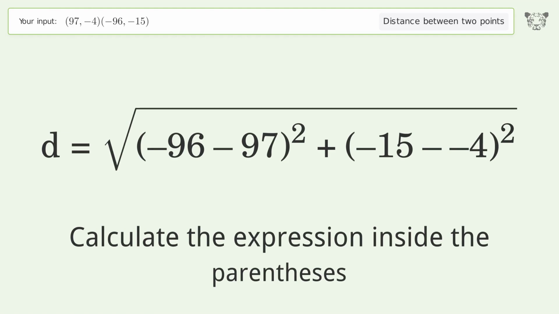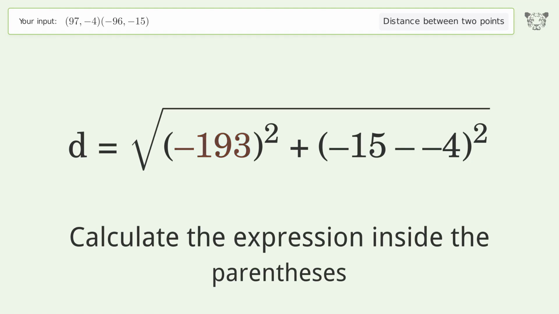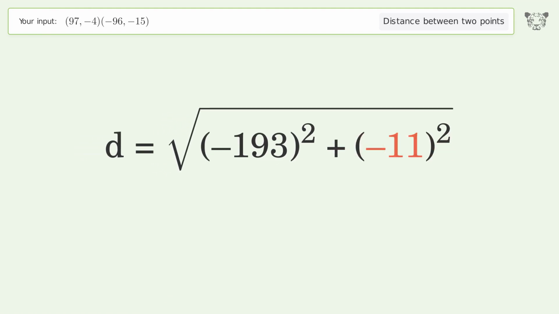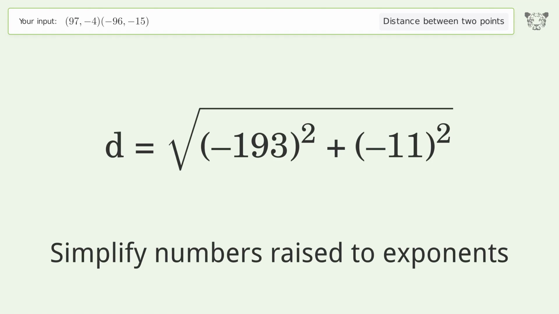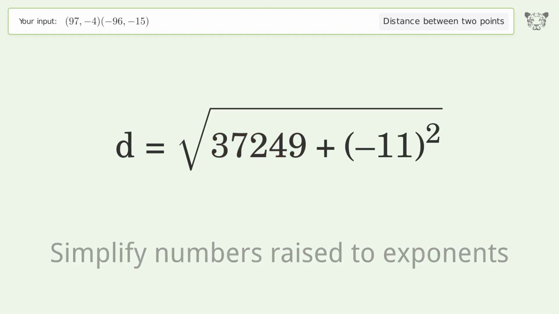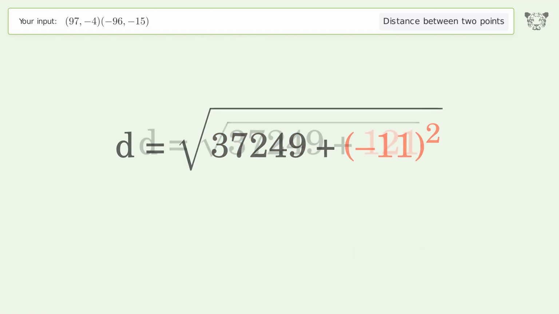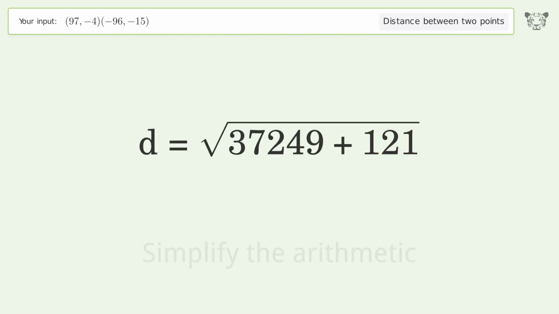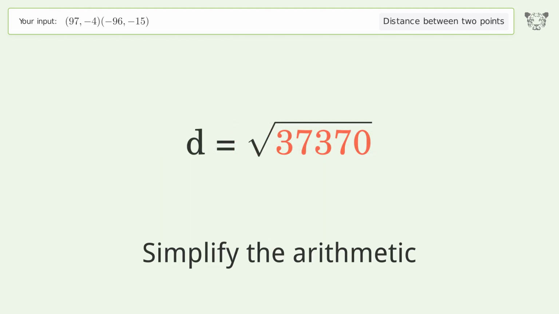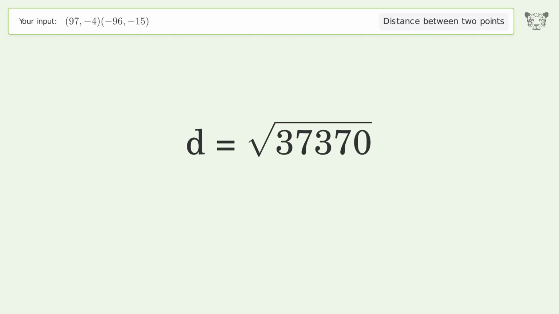Calculate the expression inside the parentheses. Simplify numbers raised to exponents. Simplify the arithmetic. And so the distance between the 2 points is the square root of 37,370, or 193.313.